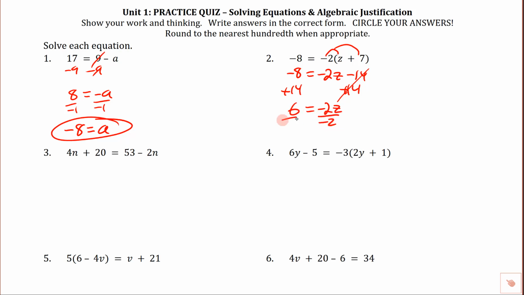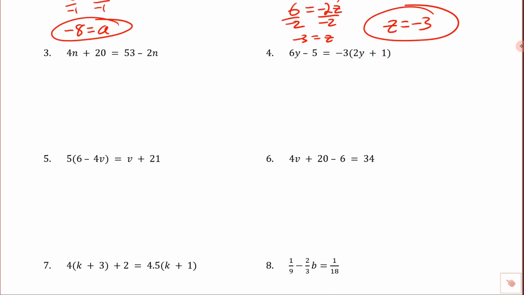And we're going to divide both sides by negative 2. So we end up with z equals negative 3. We'll go ahead and circle that. Now notice that if I did put z on this side and negative 3 over there, there's no problem there, but we'll go ahead and leave it that way. Take a look at number 3.